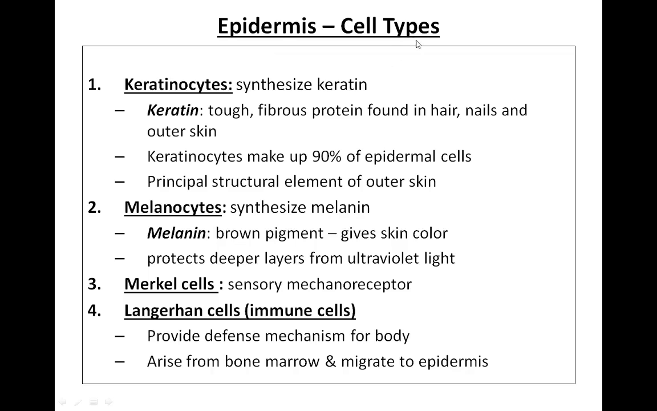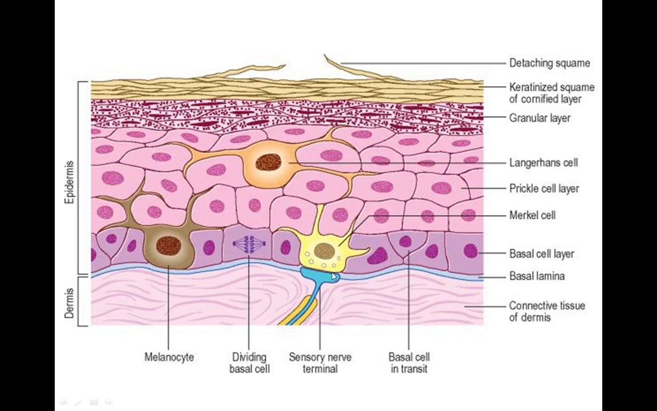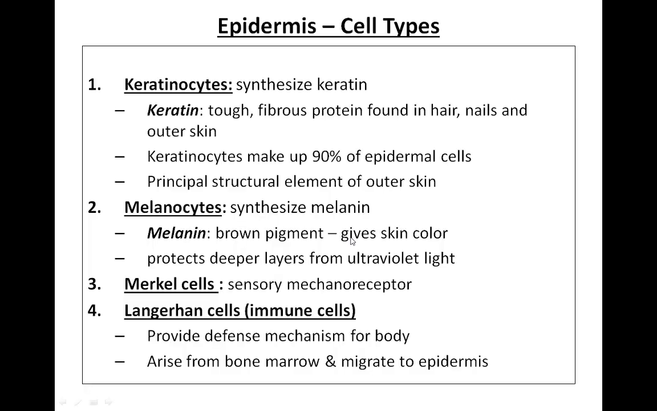Now, what are the cell types in the epidermis? Already I have said epidermis and dermis. Now come to the epidermis. It is made up of keratinized, stratified squamous epithelium. Different layers are present in the epidermis, but in the layers, there are different types of cells. This is epidermis, this is dermis. In the epidermis, there are so many cell layers, and there are different types of cells present in this epidermis. Now, what are those?